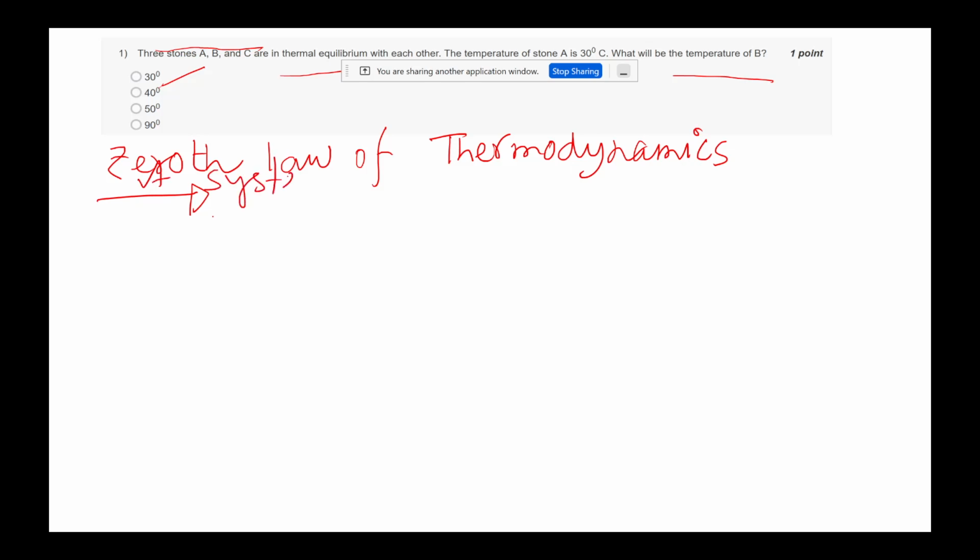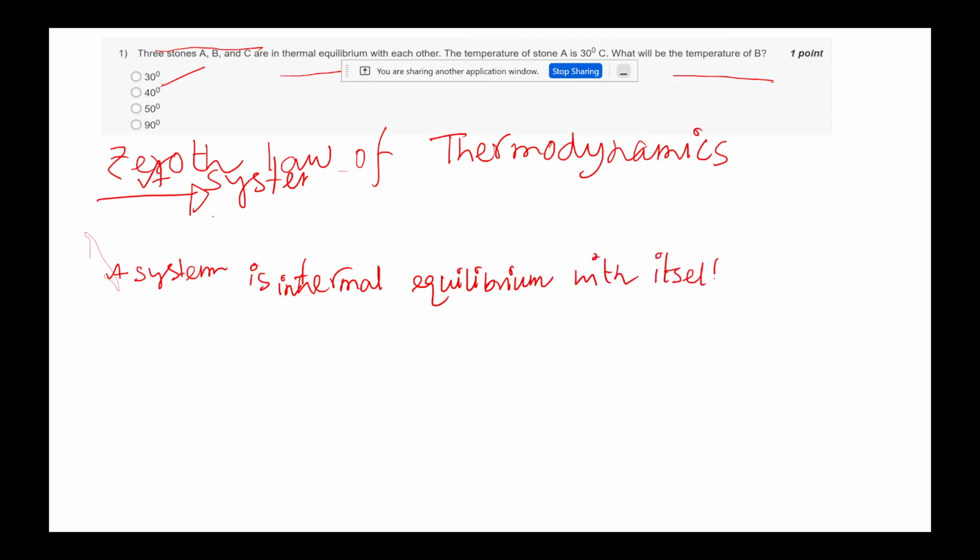A system that is in thermal equilibrium with itself, this property is called the reflexive property.